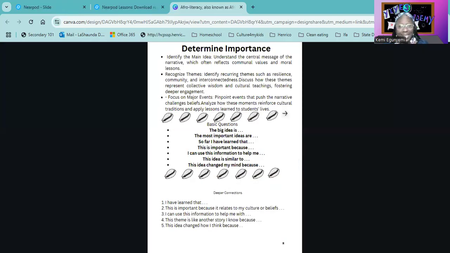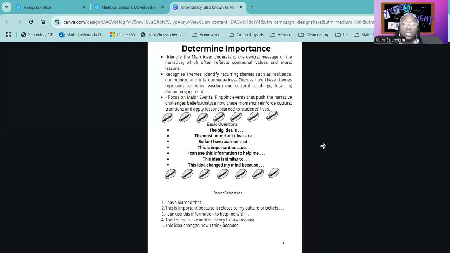Okay, the next one is determining importance. So, with determining importance, you want to identify the main idea. What's the central message? You want to look at themes. You want to focus on major events. And again, those can all be like little timelines. And so, the basic questions will say, the big idea is, the most important idea is, so far I've learned this is important. This information helped me use this in this way. It's similar. It changed my mind. Okay, so that's your basic things.